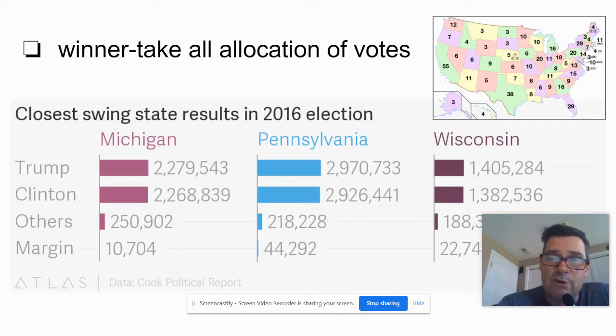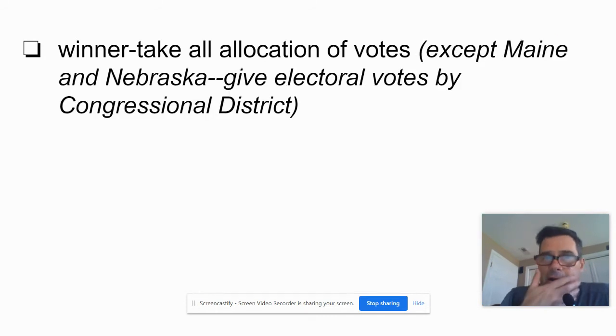It doesn't allow you to win just because you win massively in like 1 or 2 areas or a state or a region. It forces you to kind of do better across the country, which tends to moderate the politicians some. All right, so it's a winner take all, except in Maine and Nebraska.